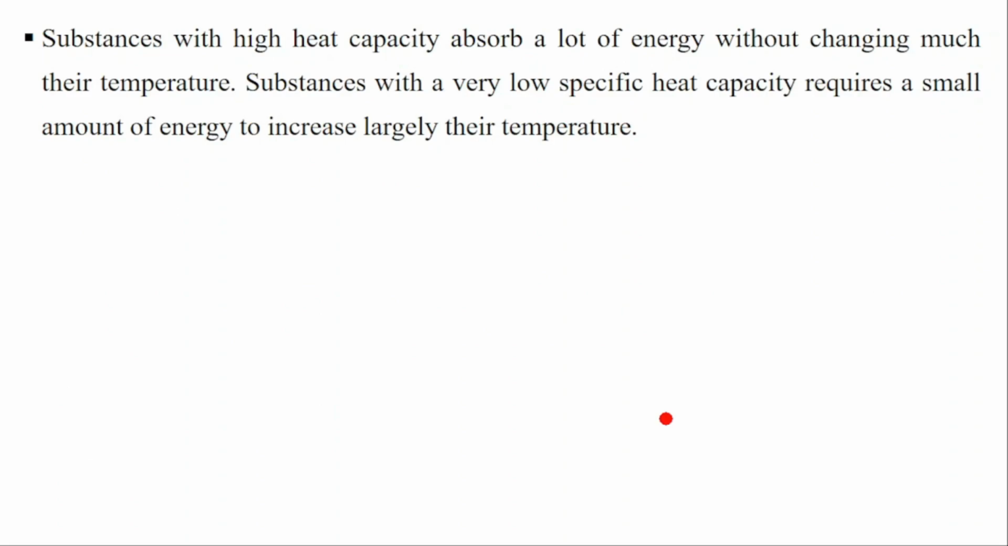Next, if we have, for example, a substance with high heat capacity, that means that it absorbs a lot of energy. When you have a substance with high heat capacity, it will absorb a lot of energy without changing much of its temperature. Contrary to that, a substance with very low specific heat capacity will require a small amount of energy to increase its temperature. That's what the specific heat capacity or the heat capacity means.